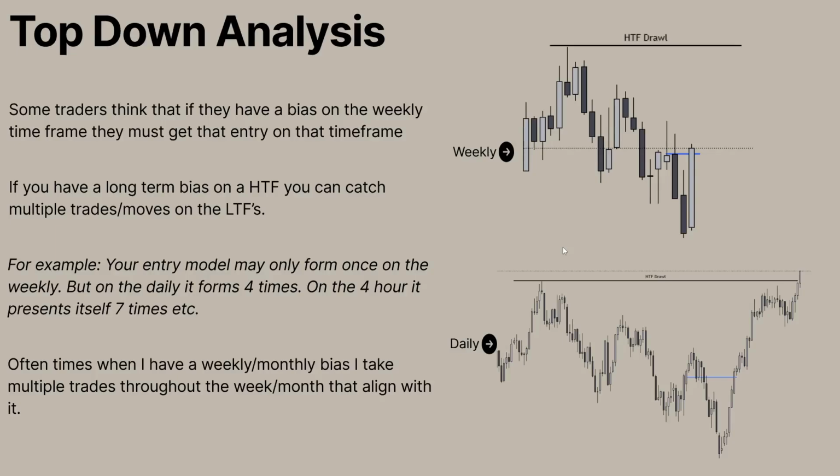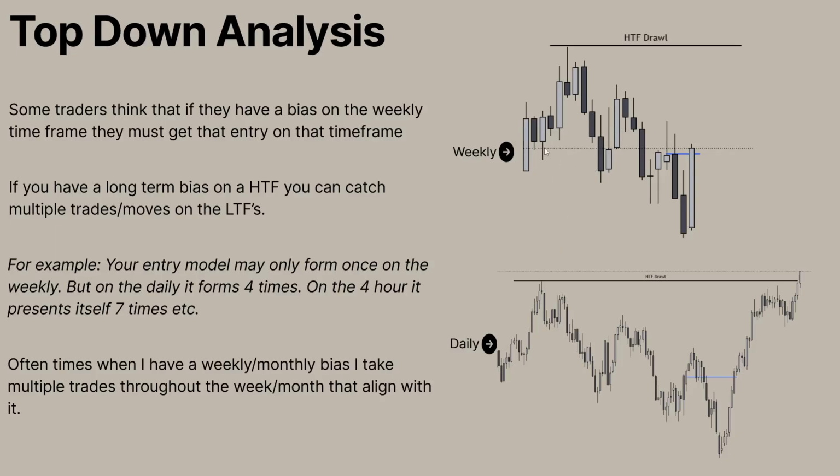Now the next step is top-down analysis. So some traders think that if they have a bias on the weekly time frame, they have to get the entry on that time frame. If you have a long-term bias on a higher time frame, you can catch multiple trades on lower time frames. So for example, if your entry model may only form once on the weekly, but on the daily it forms 4 times, and on the 4 hour it presents itself, let's just say 7 times. So when I have a weekly or a monthly bias, I usually take multiple trades throughout the week or throughout the month that align with my external draw.